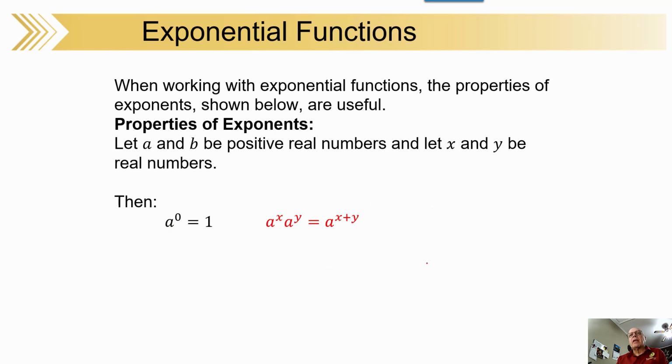The second one, if you've got the same base, that's very important. If the bases are the same and you're multiplying, you just add the exponents, because this tells you how many a's you have here, and this tells you how many a's you have here. So when you multiply them together, you end up with the sum of those two. For example, 2 to the 7th times 2 to the 11th. Since this means there are 7 twos and this means there are 11 twos, all told, you've got 18 twos as factors.